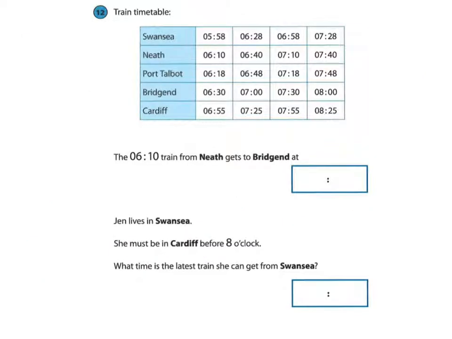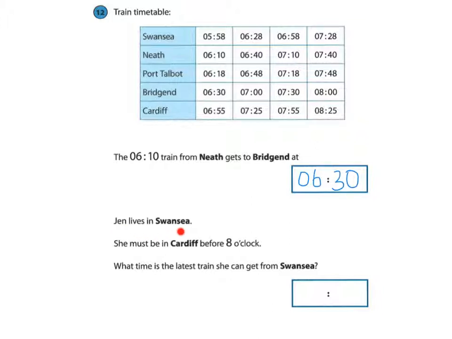Question 12 is a train timetable. We've got Swansea, Neath, Port Talbot, Bridgend and Cardiff. The question is, the 6:10 train from Neath gets to Bridgend at... If we have a look at Neath, we can find the 6:10 train and we're hoping to get to Bridgend by 6:30. 6:30.